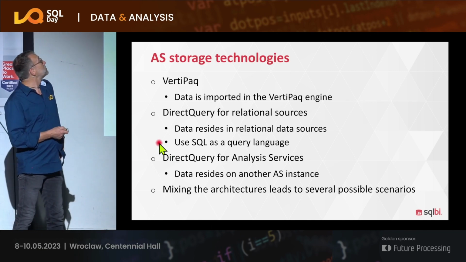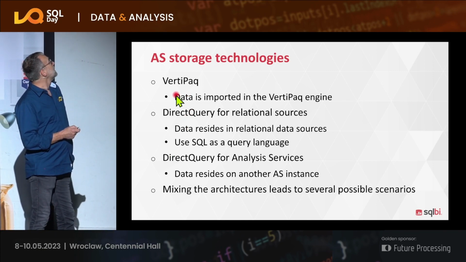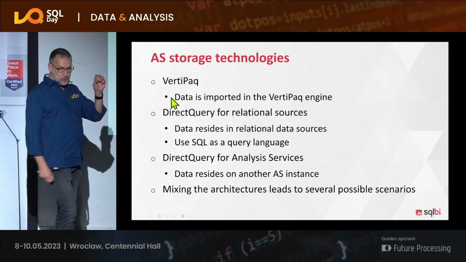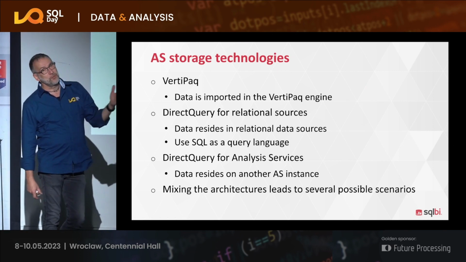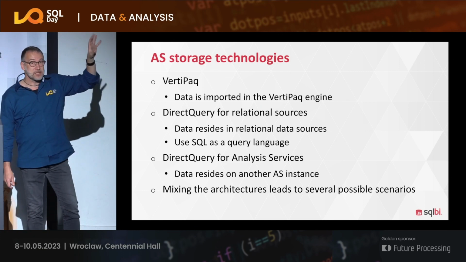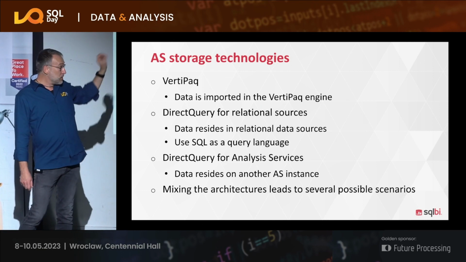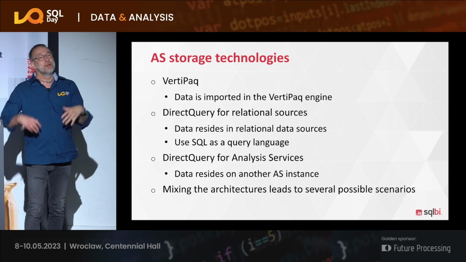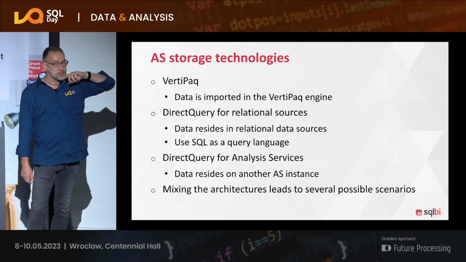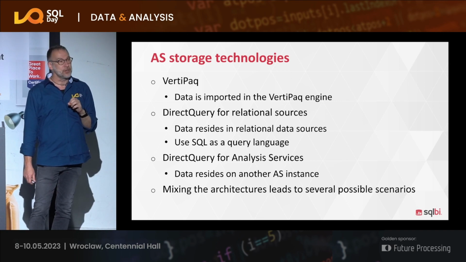These are the main storage engines for now in Analysis Services: VertiPaq, DirectQuery, and Composite models. The choice of the storage engine is extremely important, because if you are seeking speed and flexibility, then VertiPaq is the best choice. If you are seeking real time or really huge data models, then DirectQuery for relational sources is probably a better choice.